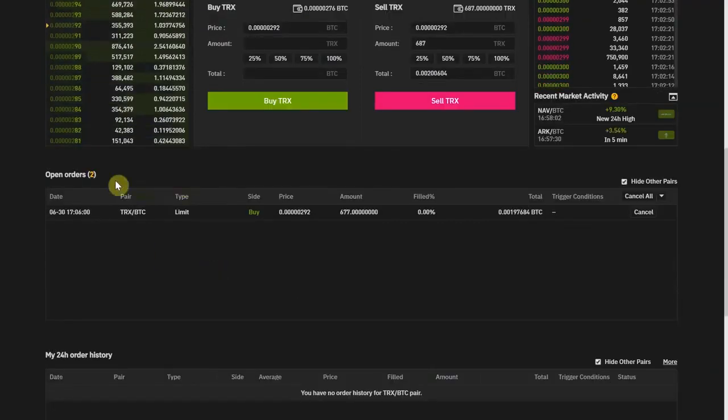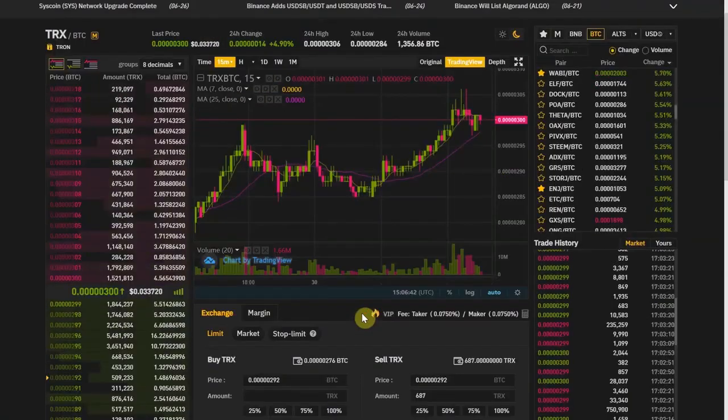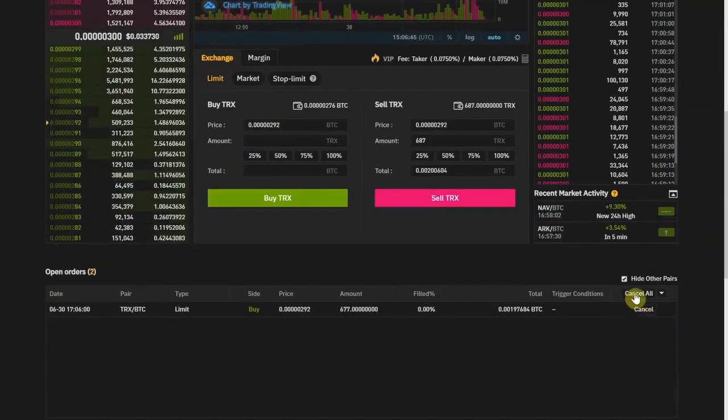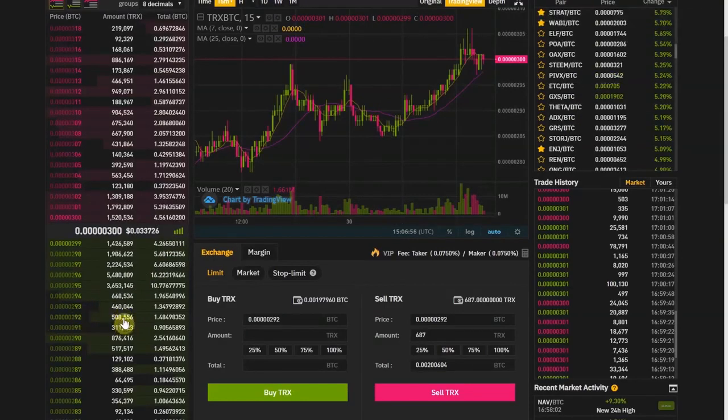And you have here your open orders. Apparently I have another pair. I have a BTC order from a long time ago, and you can see the order here is open. If you decide to cancel, it's simple, just come over here, cancel, order deleted, and you no longer have the indicator here. Okay? 500,000 TRX, it's growing.